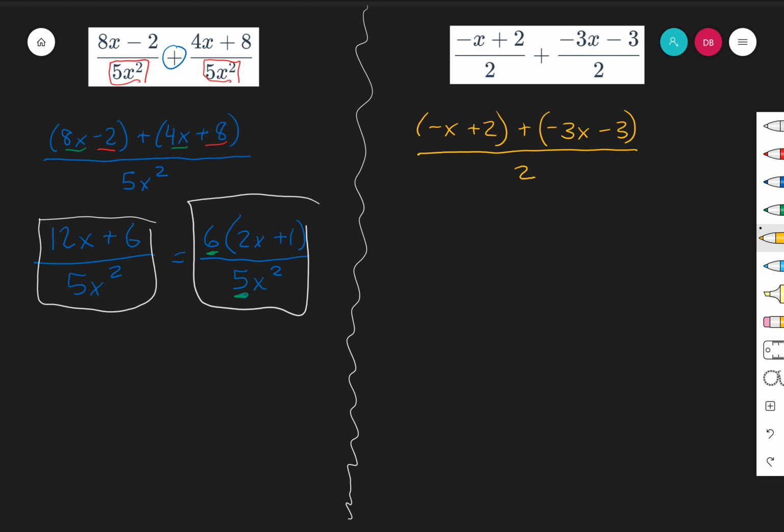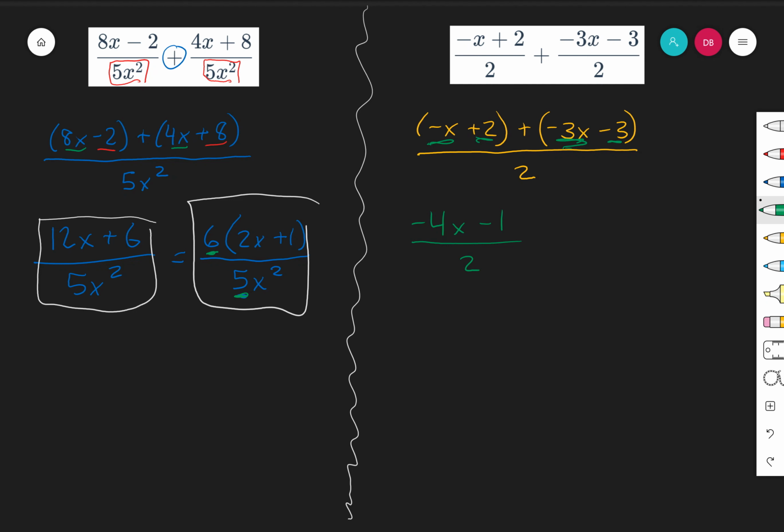Okay, so negative x plus negative 3x, we're just combining like terms here. Negative x plus negative 3x is the same thing as negative x minus 3x, which is negative 4x. And then the 2 goes with the negative 3. 2 plus negative 3 is the same thing as 2 minus 3, which is negative 1, all over 2.